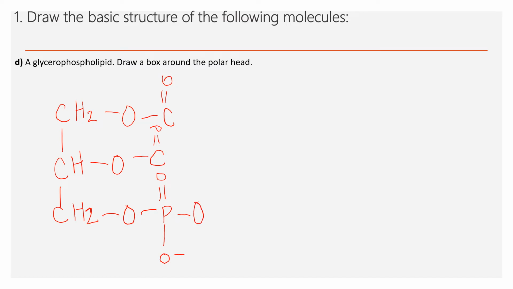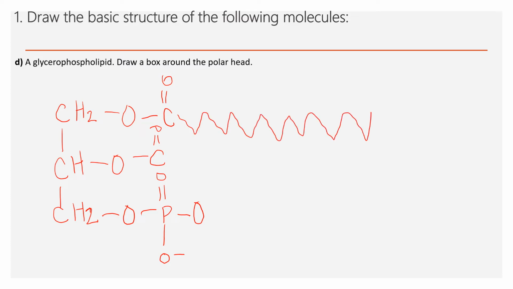Okay, so notice that the last tail doesn't have a fatty acid tail, it has a phosphate instead. That's why it's a glycerophospholipid. Okay, and so you can draw just like any phospholipid.